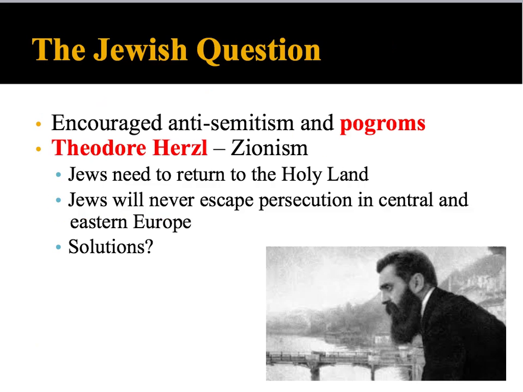Another thing, though, about Alexander is that he encourages anti-Semitism and pogroms, or organized violence against Jews. Whenever you see the word Semitism, that refers to the Jewish people. So the Jews living in Russia come under horrible persecution under Alexander III's rule. Jews have been persecuted throughout European history, but it's going to start taking an amp up, if you will, as we enter this nationalist age.